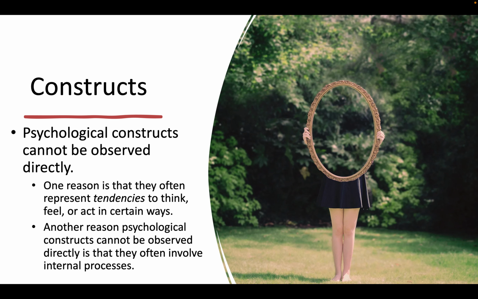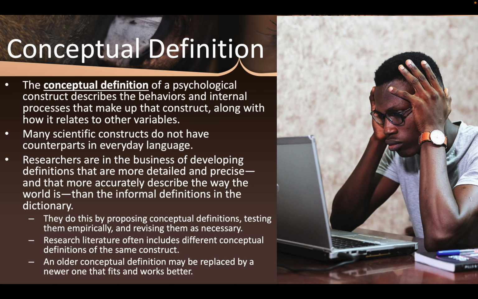Psychological constructs cannot be observed directly. One reason is that they often represent tendencies to think, feel, or act in certain ways. Another reason psychological constructs cannot be observed directly is that they often involve internal processes. The conceptual definition of a psychological construct describes the behaviors and internal processes that make up the construct, along with how it relates to other variables.